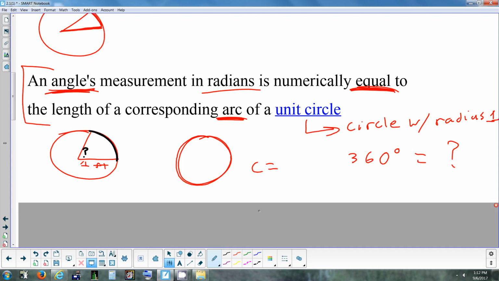Well, Kate, remember? Close. A little too much, you said. Yeah, you need a little more. 2 pi r. 2 pi r. That's the formula for the circumference of a circle.